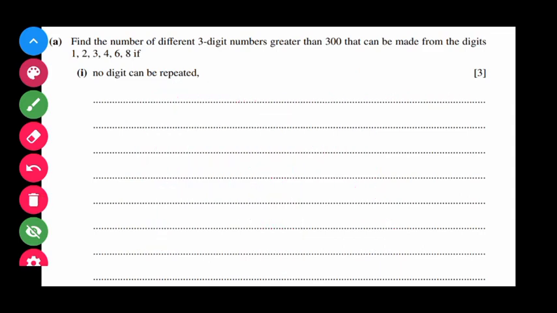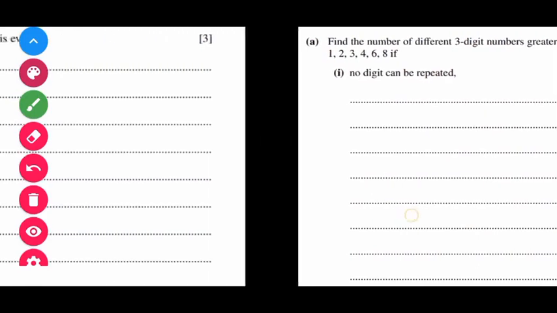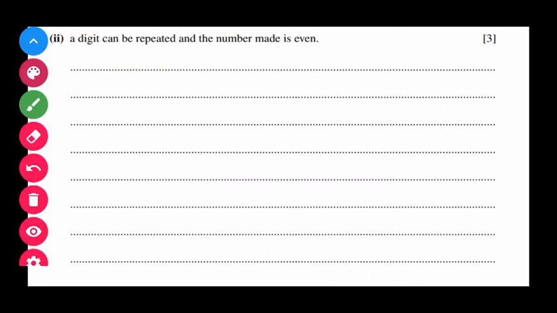When it comes to the next question, a digit can be repeated and the number made is even. So here we have three conditions. The first condition is that the number should be more than 300. The second condition is that the number should be even, and the third condition is that a digit can be repeated.